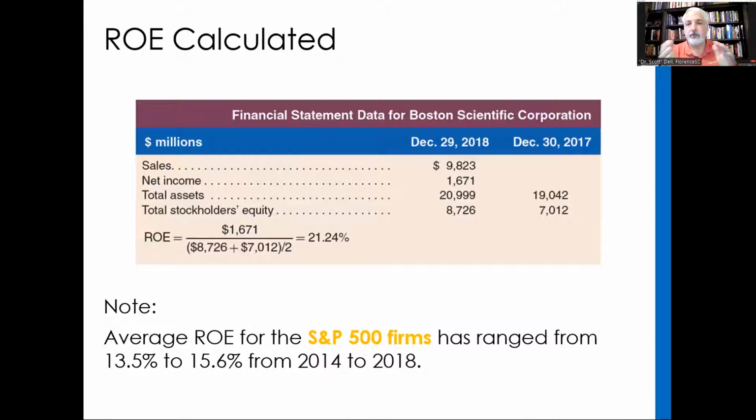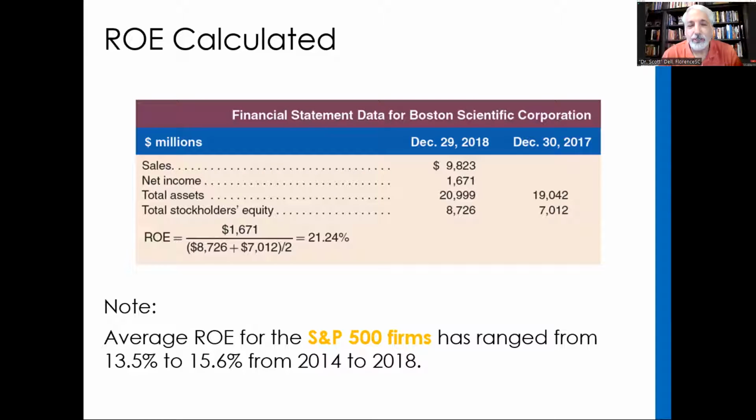So sometimes if we need to do a previous ROE or ROA, we're going to go to a previous 10-K to get another year. So we'd have 2017 and 2018 on one 10-K. To get 2016 and 2017, we have to go to another 10-K. So we calculate return on equity here. We got 21.24%. So is that good or bad?